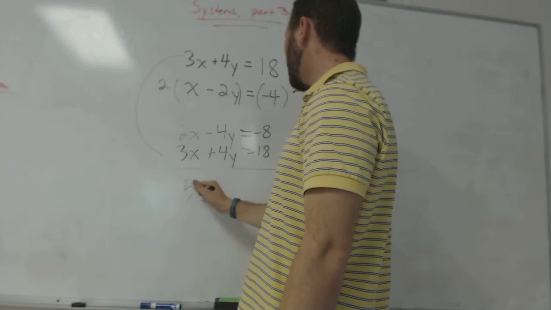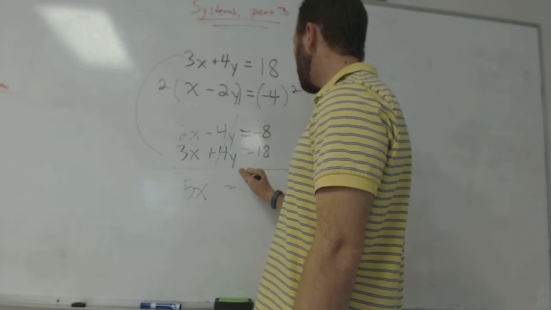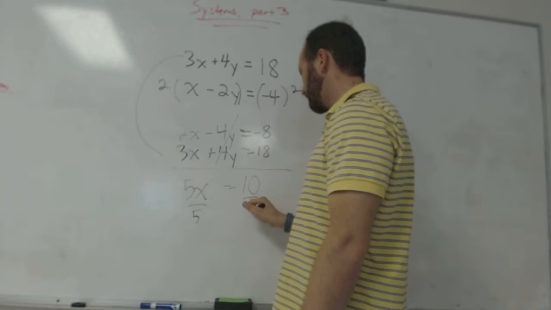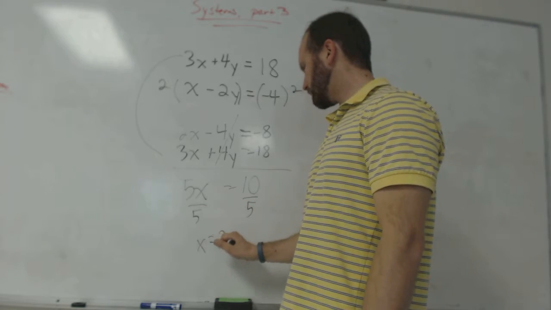2x plus 3x is 5x. Y's drop out. Equals 10. Divide both sides by 5, x equals 2.